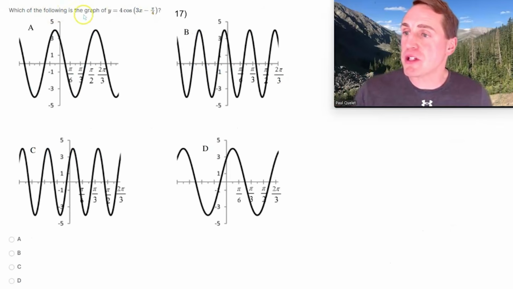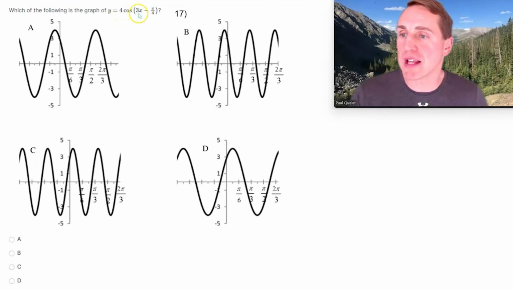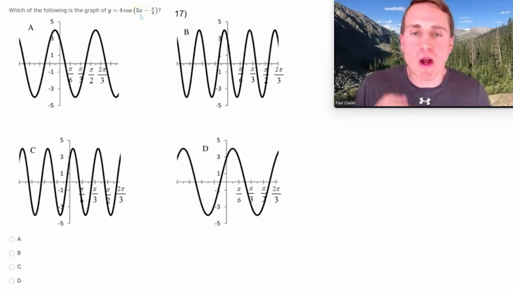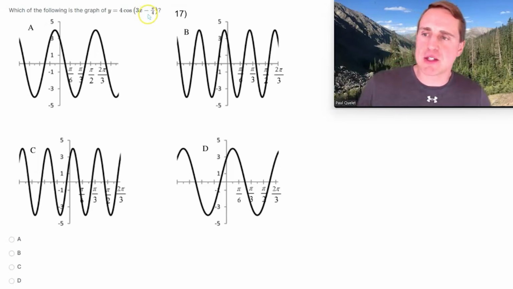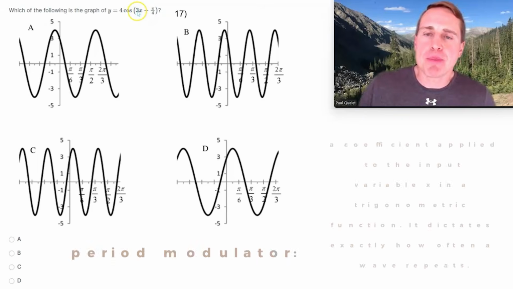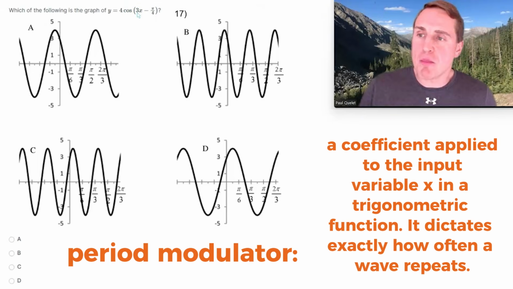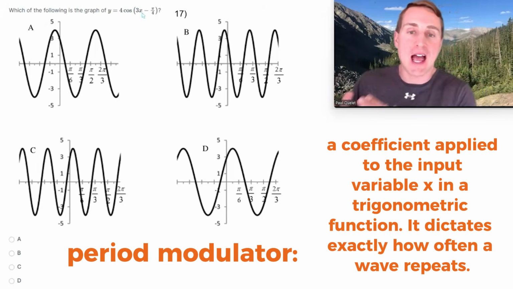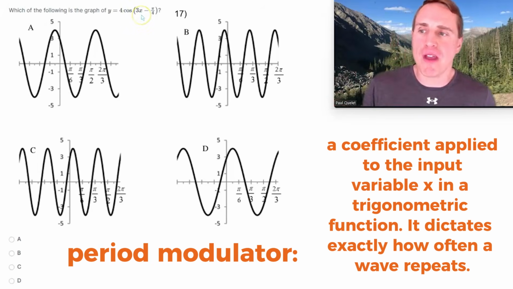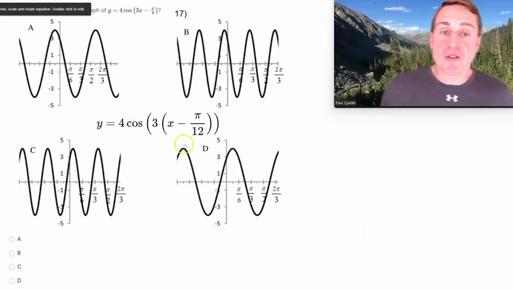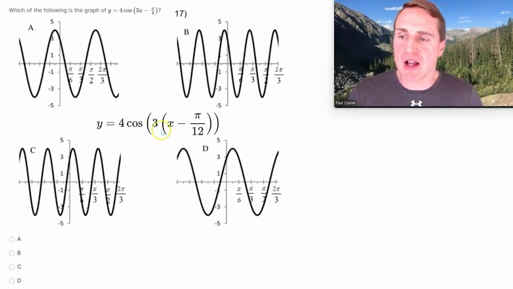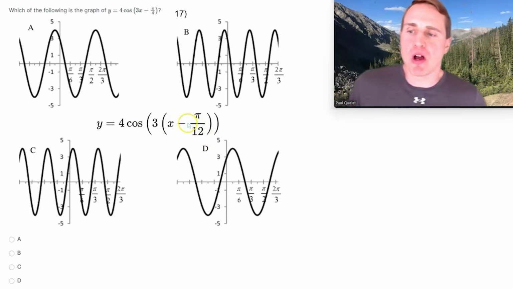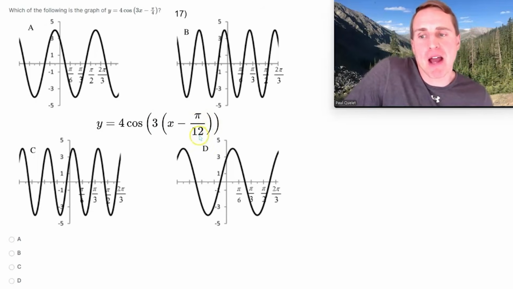Okay, question 17. Which of the following is the graph of y equals 4 cosine of 3x minus pi over 4? One suggestion, although not every teacher does it this way, I like to factor out the period modulator, that is the number that multiplies the x, the variable, because I think it's easier to tell what the period is and what the true phase shift is. So I'm going to do that. Factor out the 3, we have 4 times cosine of 3 times the quantity x minus pi over 12. Let's think about why it's pi over 12, because if you multiply the 3 back in, I'd have 3 pi over 12, which simplifies to pi over 4.